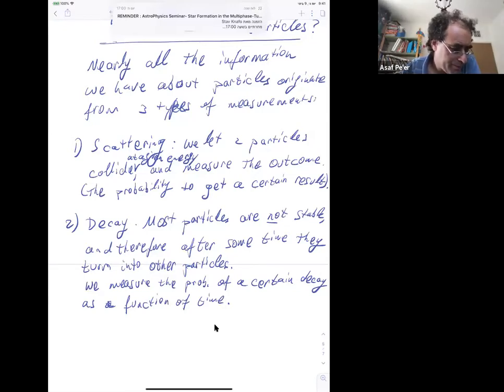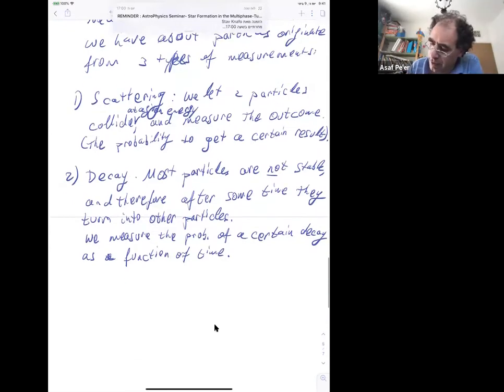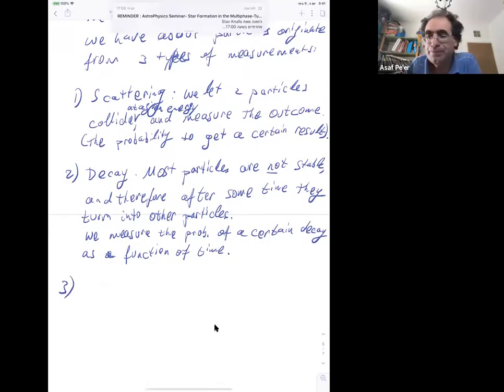The third way is to look at bound states, such as atoms or others. So two particles or more can be found in bound states. Sometimes what we do is just measure the masses or the quantum numbers of bound states of particles, and try to understand from that the properties of the elementary particles.